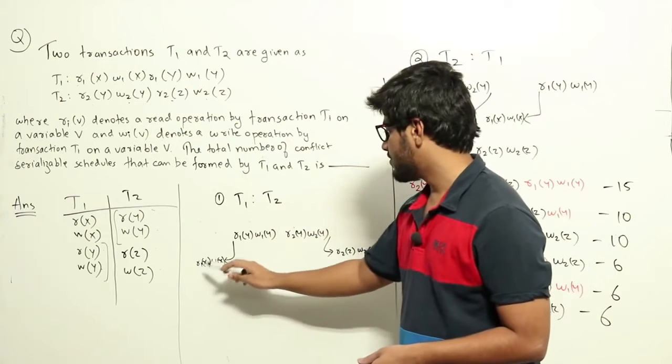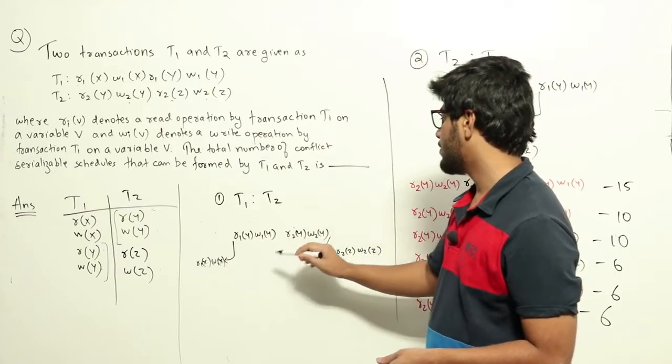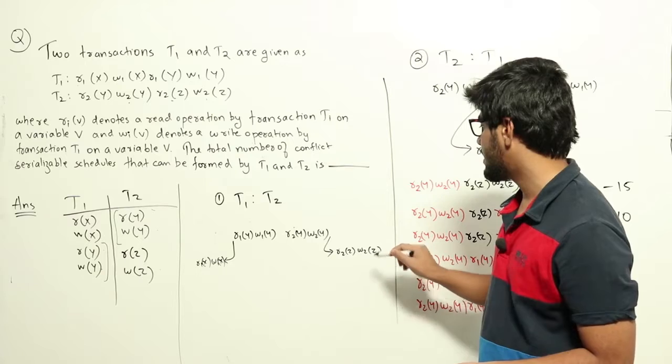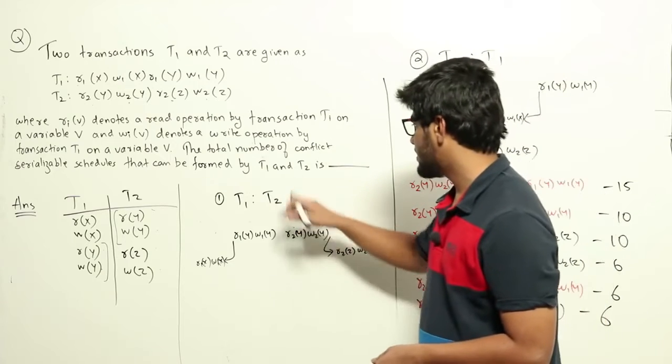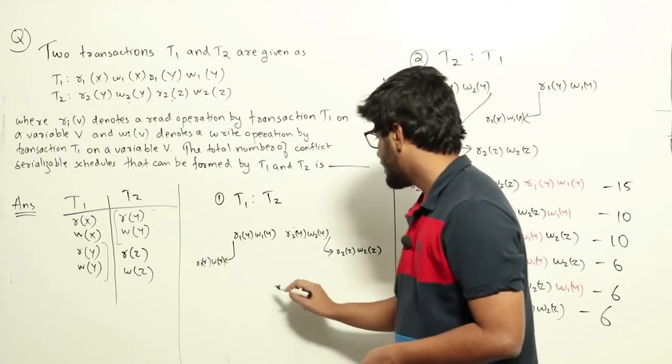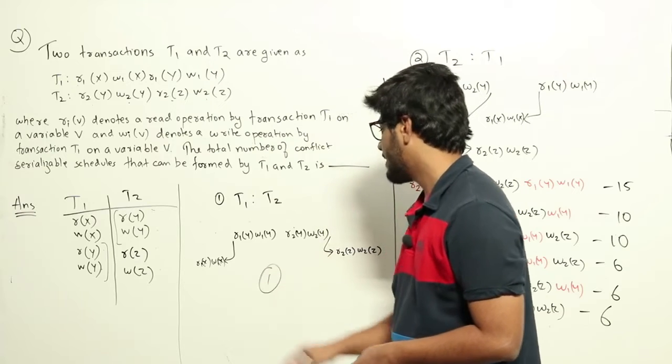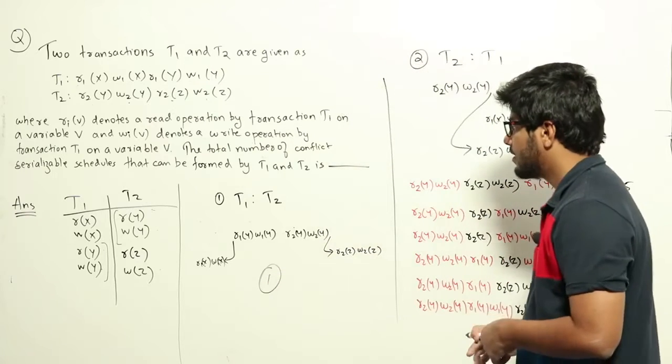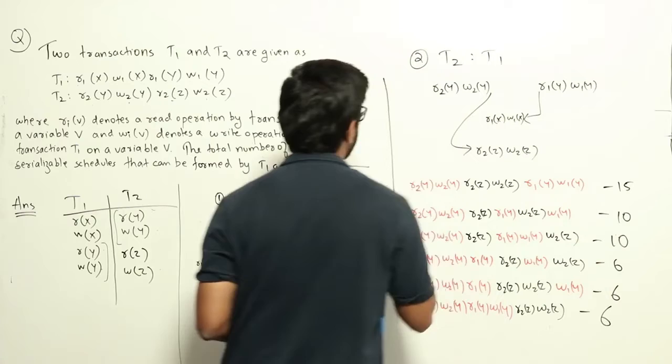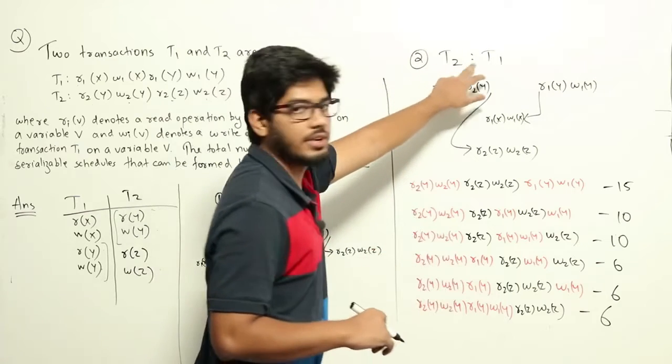That is, read 1 of X, write 1 of X, read 1 of Y, write 1 of Y, read 2 of Y, write 2 of Y, read 2 of Z, write 2 of Z, which is the same as the serial schedule T1, T2 only. So this has only one schedule possible. Now let's look at the other serial schedule, that is T2 and then T1.